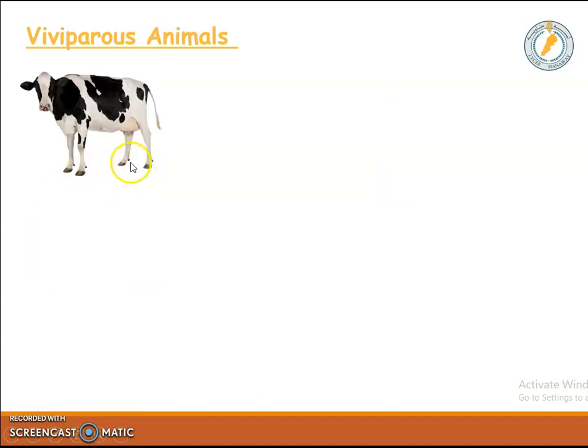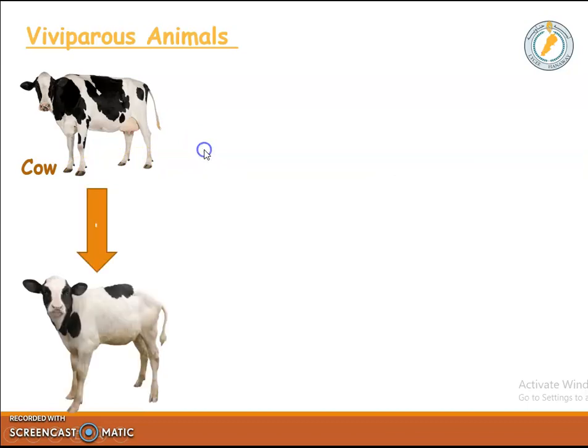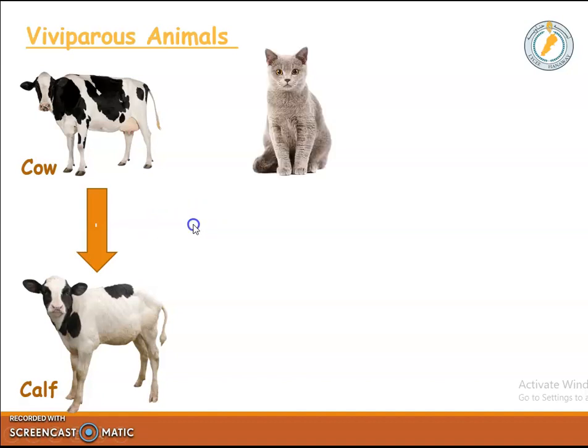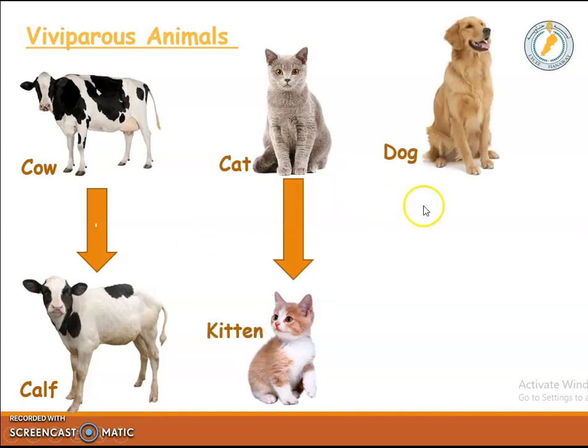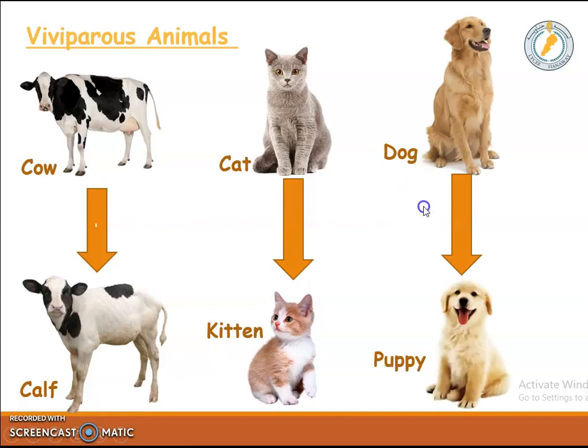Let's have the example of the cow. The mother is the cow. It gives birth to a baby cow that is called a calf. So the mother is cow, the baby is calf. Another example here we have cat, the mother cat and its baby kitten. And finally we have the dog and its baby, the puppy. So these are viviparous animals.